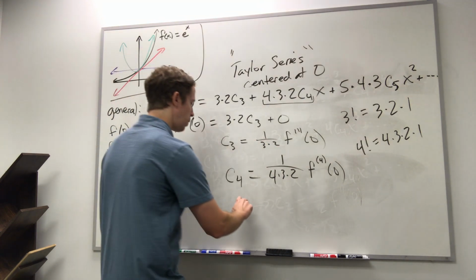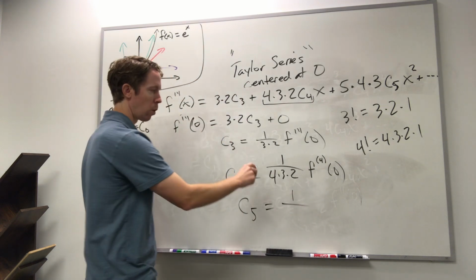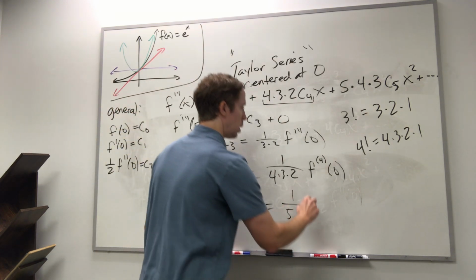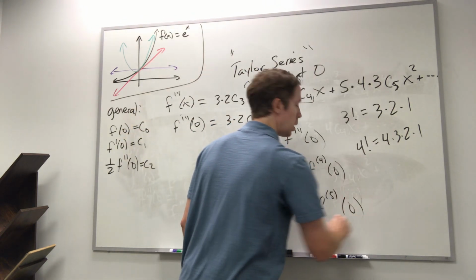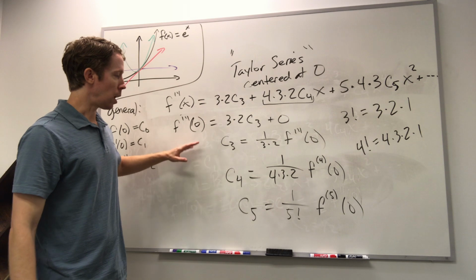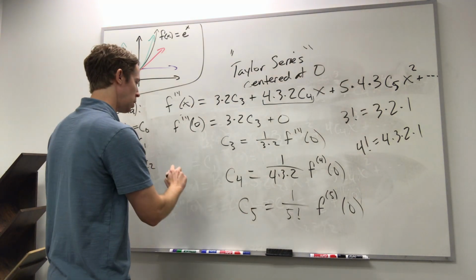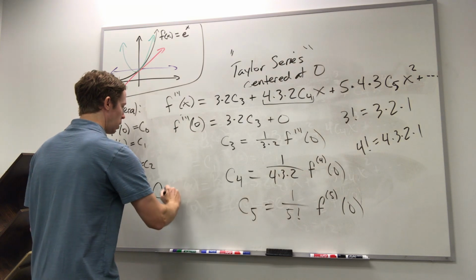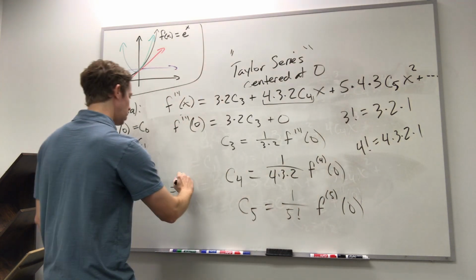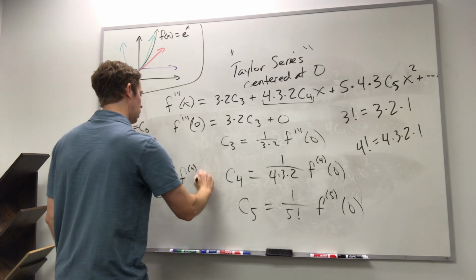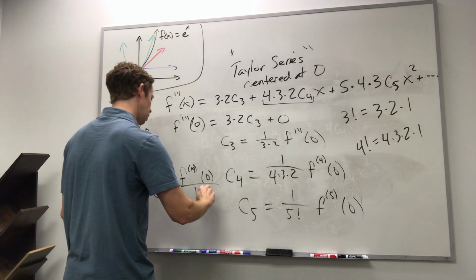So for C5, it will follow the same pattern. I'll have 1 over 5 factorial times the fifth derivative, evaluated at 0. And we could write the general constant now. The general constant, Cn, for the nth term, will be the nth derivative, evaluated at 0, over n factorial.